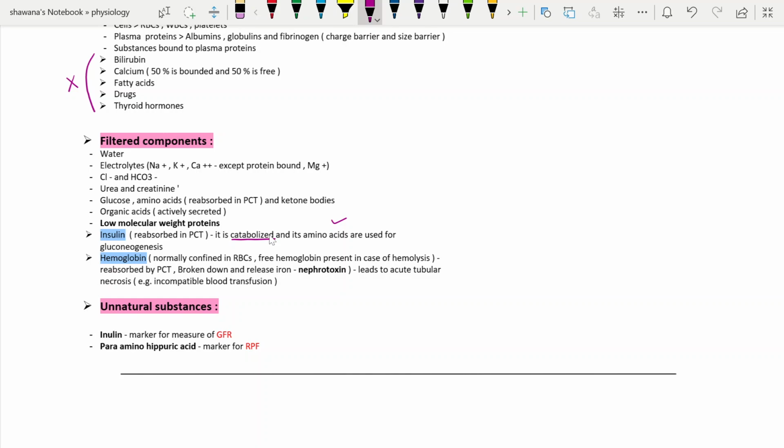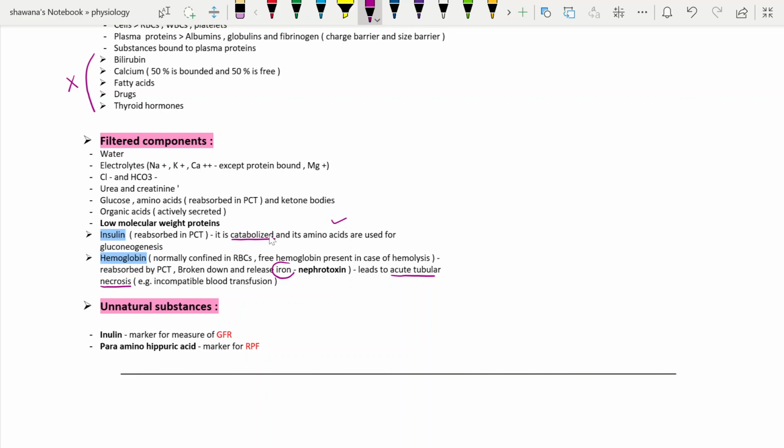How is it nephrotoxic? When there is an incompatible blood transfusion between two people, it results in agglutination of our blood cells or the donor blood cells in our bloodstream. The agglutinated blood will release free hemoglobin, and this hemoglobin is filtered freely, and after that it is reabsorbed by the PCT. It's broken down by these cells and releases iron. That iron which is released from hemoglobin is nephrotoxic. It means that if this iron accumulates in the nephron, it will result in acute tubular necrosis, and it's a complication of incompatible blood transfusion.